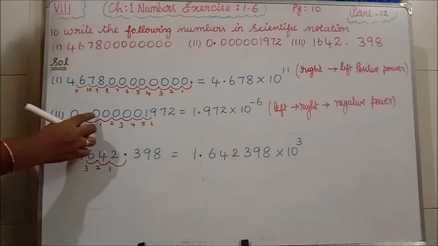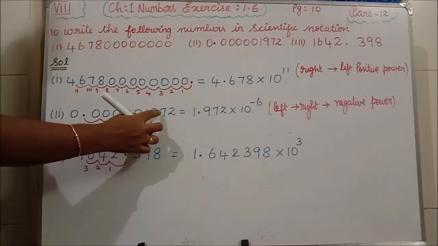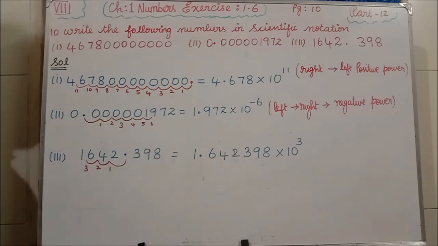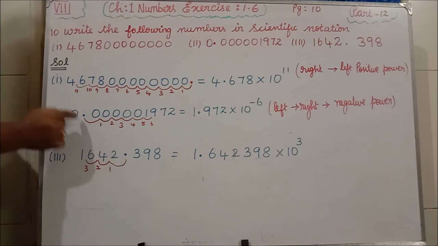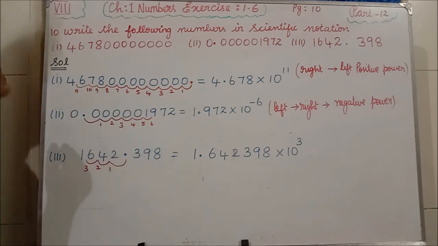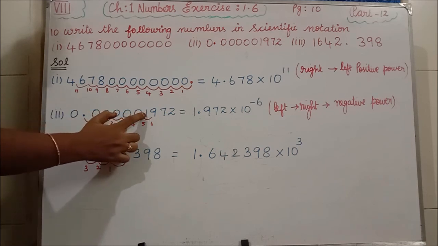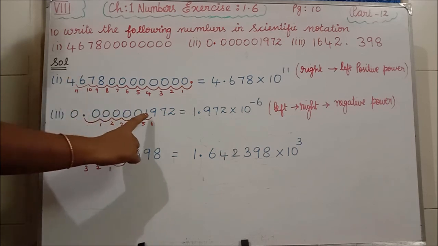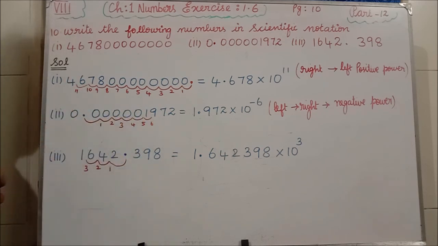See, 0.00001972. Okay, here in this question we are having the decimal. In the question itself they have given the decimal. Now this decimal also we have to keep after the first non-zero number. What is the first non-zero number? 1 is the first non-zero number. So after that we have to keep the decimal.